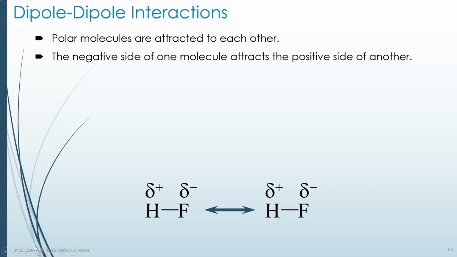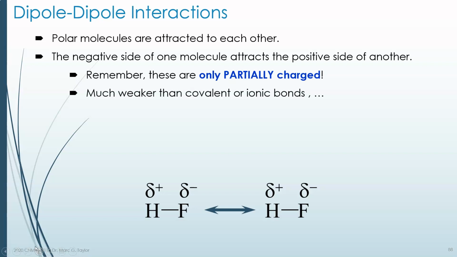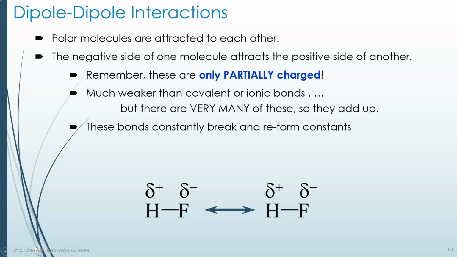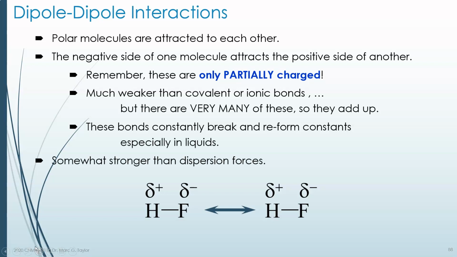These attractions are much, much weaker than covalent bonds or ionic bonds, but there's so many of them, they add up and become very important. So you have these things lined up. There are only partial charges on there, and they're much, much weaker than ionic and covalent bonds, but there's so many of them. Remember, each HF is surrounded by other HFs, and this can happen in all directions around it. And these bonds, being weaker, can break and reform and break and reform constantly, but it will keep them together to a certain degree. And this is especially important in liquids.